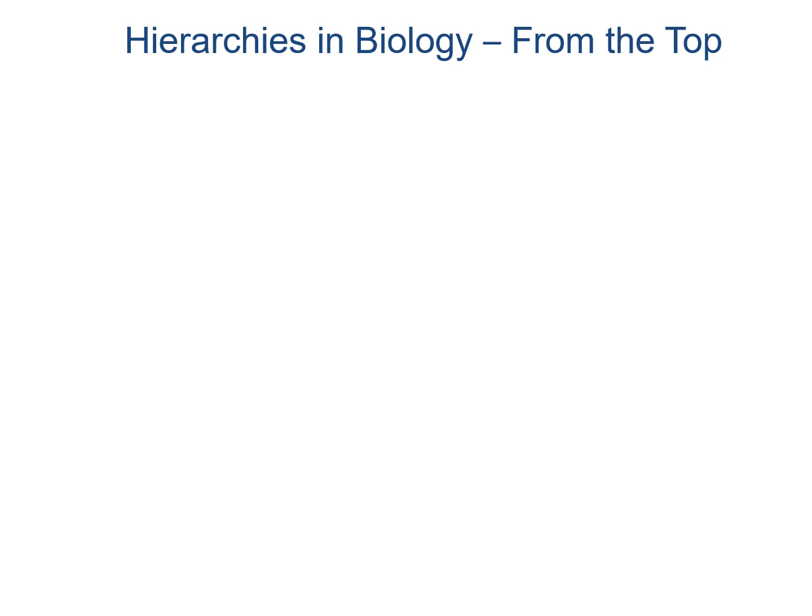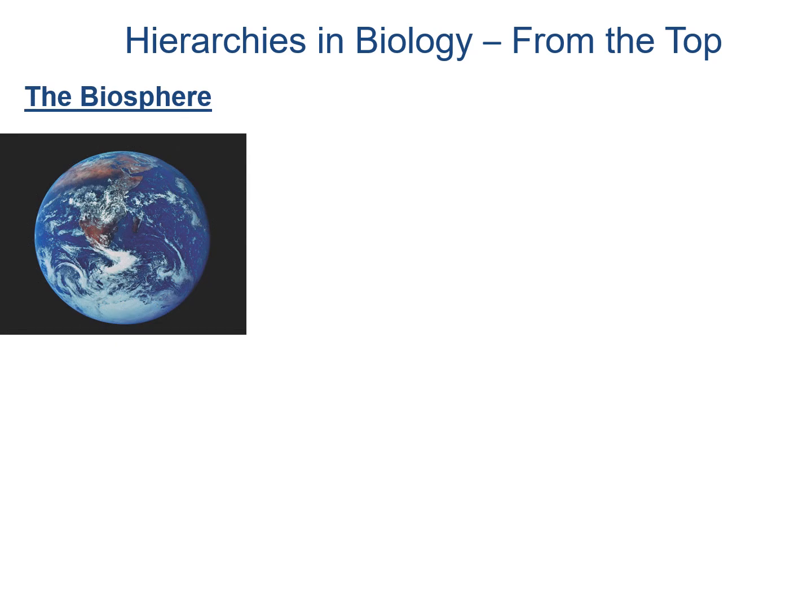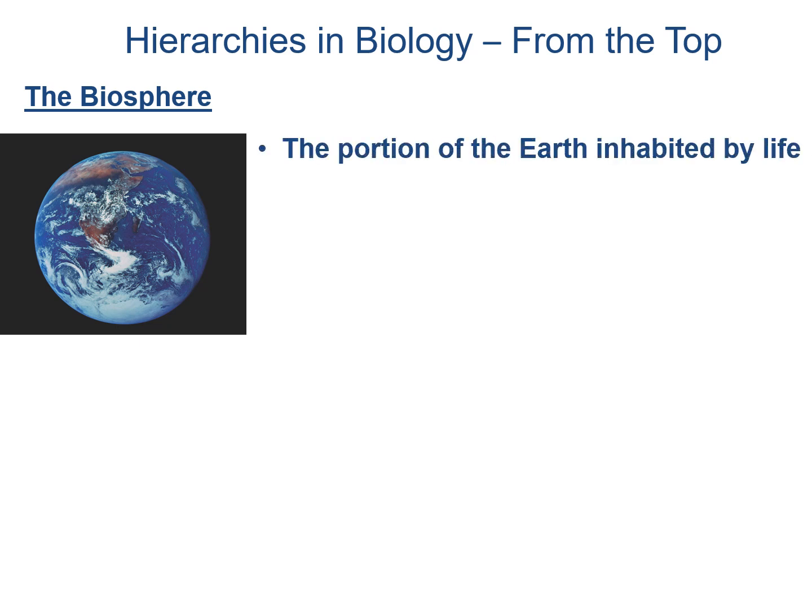Remember that a hierarchy consists of a group that contains smaller groups, etc. So starting at the top, the largest subdivision within this hierarchy would be the biosphere. The biosphere is the portion of the planet that's inhabited by life. So we're talking about the lower portion of the atmosphere. We're talking about the surface of the earth and the soil. We're talking about the oceans and lakes, etc.